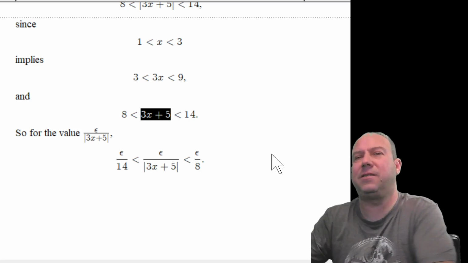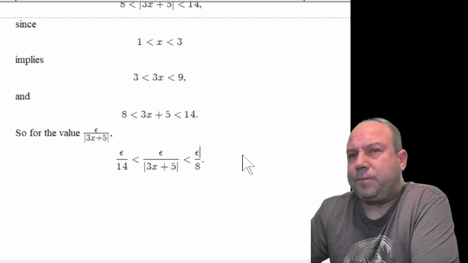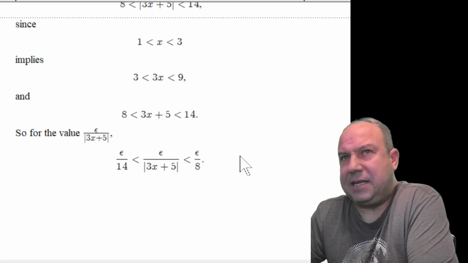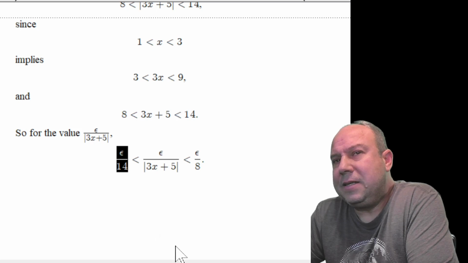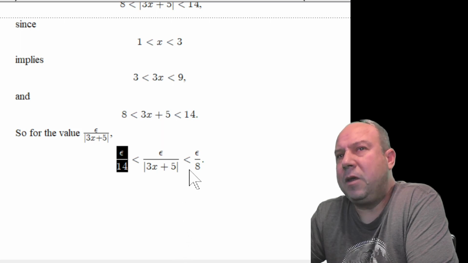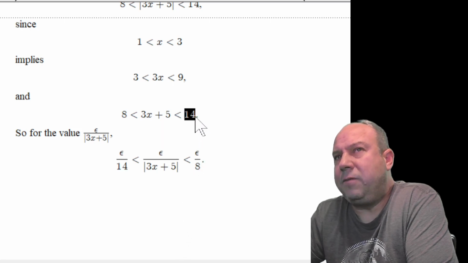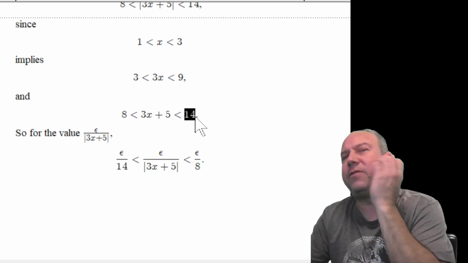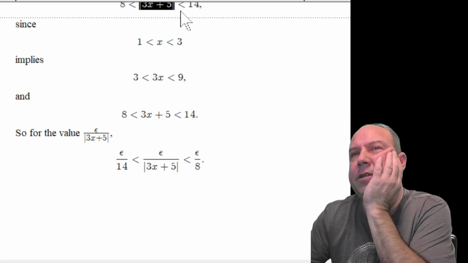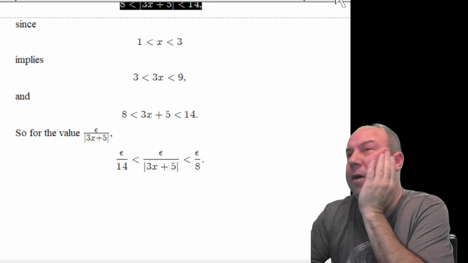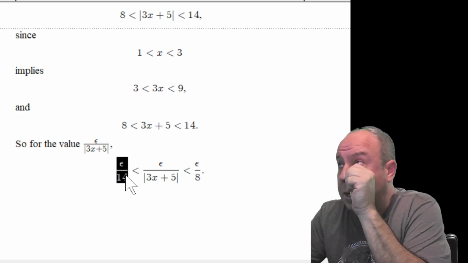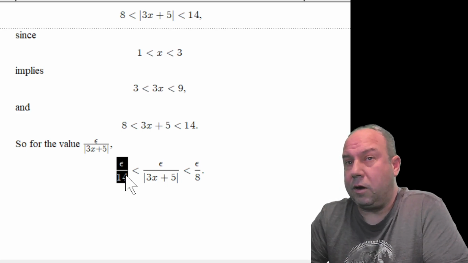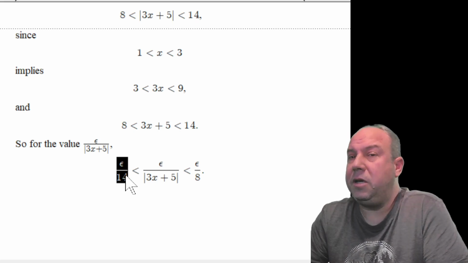So what does that tell us? Well, what that tells us is that this choice of epsilon divided by 14, which comes from this idea that the absolute value of 3x plus 5, or 3x plus 5 itself, would be less than 14. Here we can see the absolute value statement above in the notes. All right. Is going to be a choice for delta. It's going to be a good choice for delta.